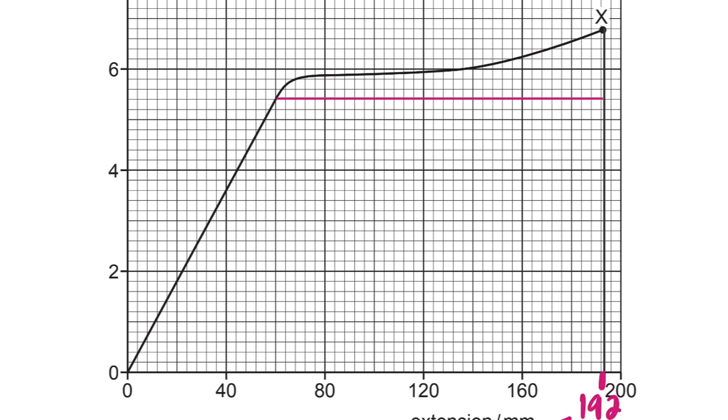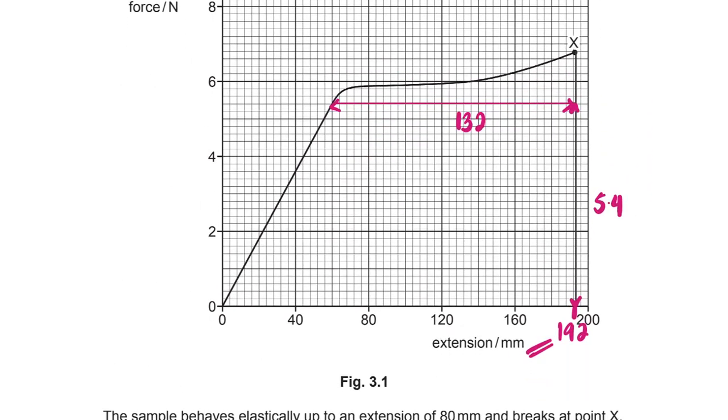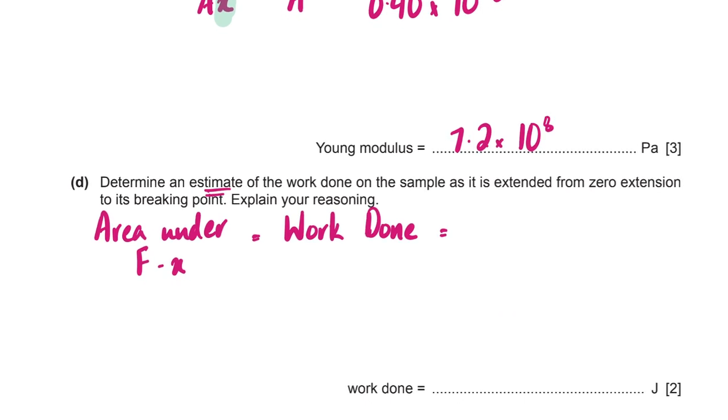And then similarly, this length is going from 60 to 192. So 192 minus 60, this is 132. 132 here. So these are the parallel sides of my trapezium. The height of this trapezium, that was going up to 5.4 if I'm not wrong. So the height of this trapezium from here to here is 5.4. So let's first do this and then I'll come back and do the counting squares thing, keeping in mind that the extension was in millimeters.